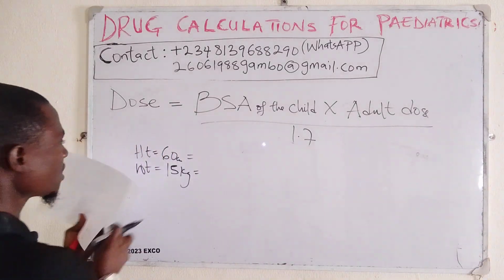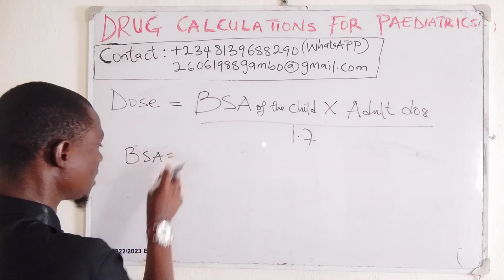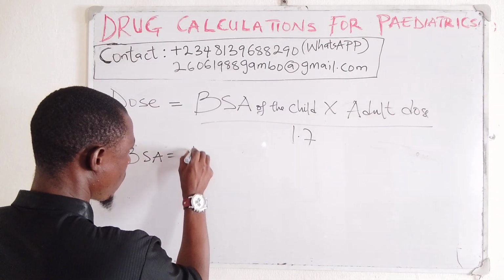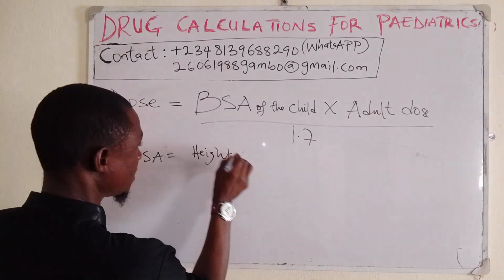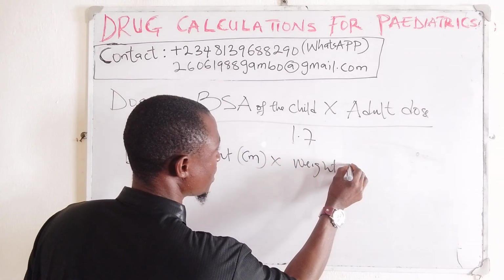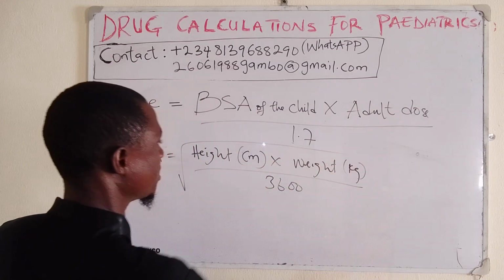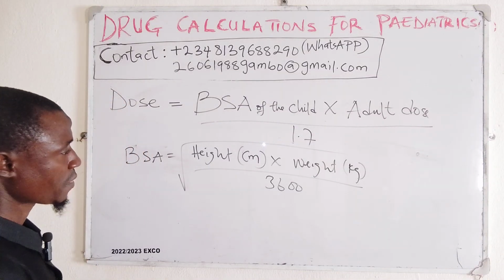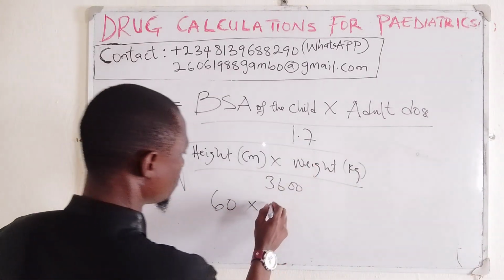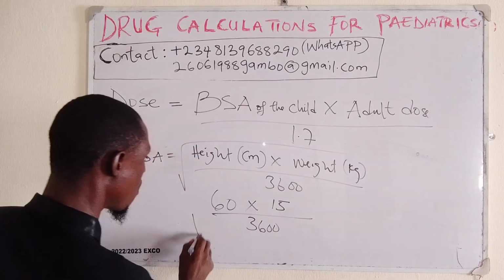So what is the equation? The equation reads or says body surface area, this time around, of the child is what? The height of the child, which of course must be in centimeter, multiplied by weight of the child, still in what? In kilogram, over 3,600 all squared. So this is the formula you can remember. Now, height of the patient has been given to us to be 60 centimeter. The weight has been given to be 15 kilograms, and of course our denominator 3,600 all squared.